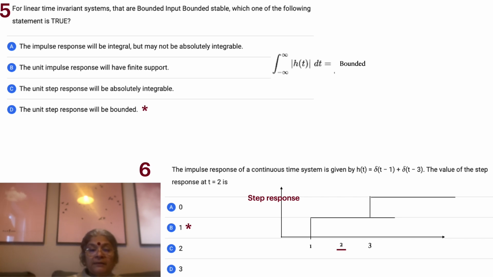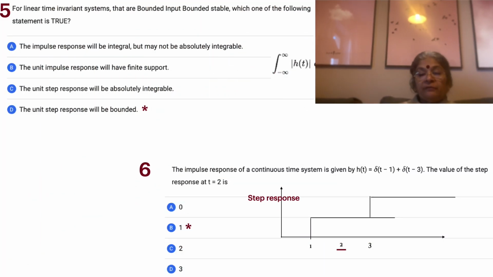Sixth problem. The impulse response of a continuous time system is given by h(t) equal to delta(t minus 1), that is, the impulse is delayed by one time unit. We also have another term, so there are two constituents for the impulse response. The other one is delta(t minus 3). What does it mean? We have a delay of the impulse as a part of the impulse response. We want the value of the step response at t equal to 2. So what do we have? We have two components for the impulse response.